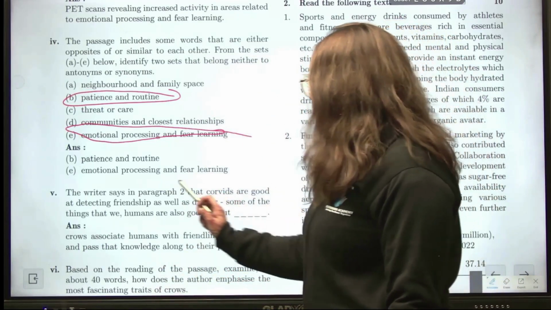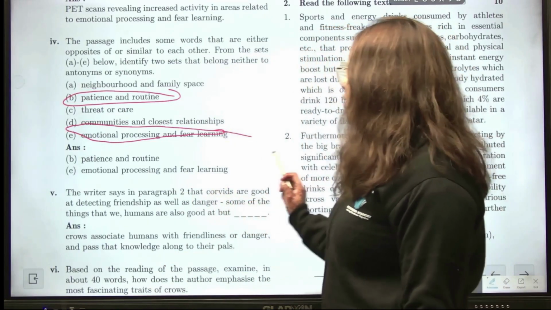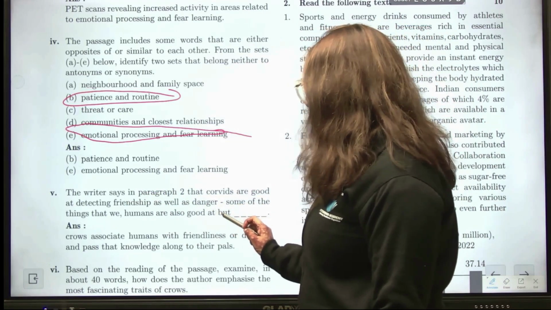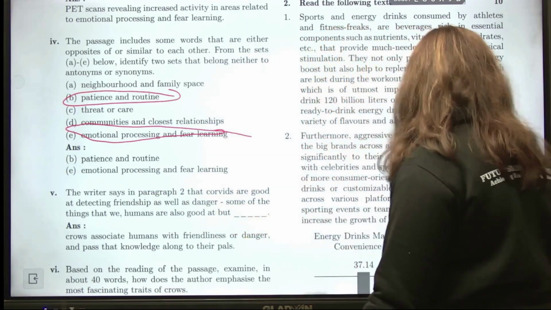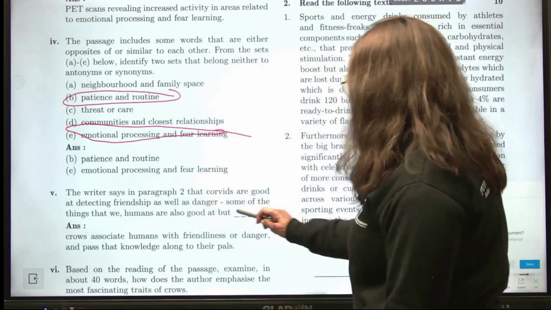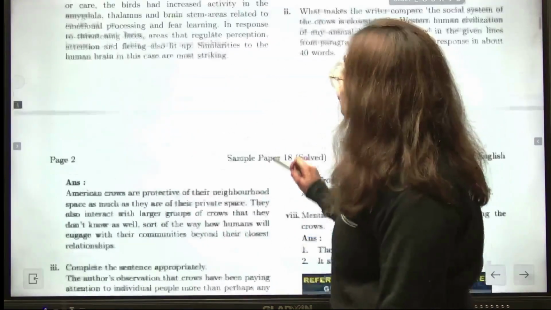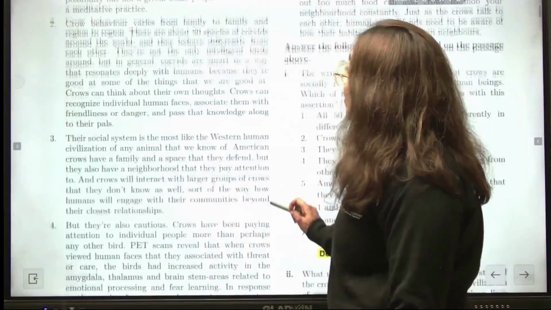Clear? The writer says in paragraph 2 that crows are good at detecting friendship as well as danger. Some of the things that we humans are also good at. ठीक है? तो yes at but dash. तो अब देखते हैं, ये paragraph 2 में हमने पढ़ा भी है. Here it is.